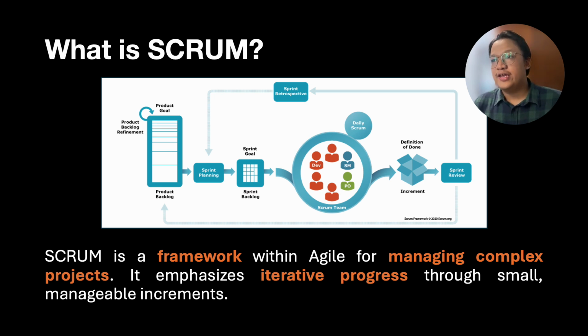So after we understand about Agile itself, we will move to Scrum. Scrum itself is one of the most popular frameworks within Agile. It provides a structured yet flexible approach to product development, focusing on iterative progress through small and manageable increments. Scrum's iterative approach allows teams to adapt to change quickly and continuously improve their process and product, and it is particularly useful in environments where requirements are expected to change frequently.